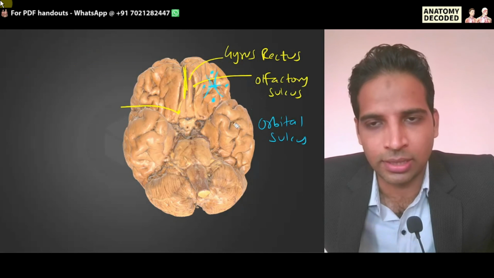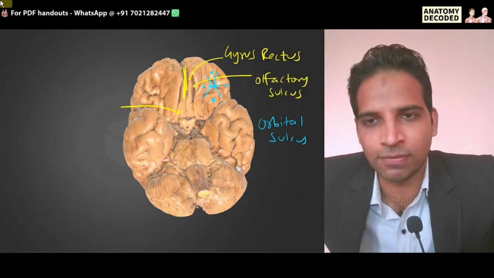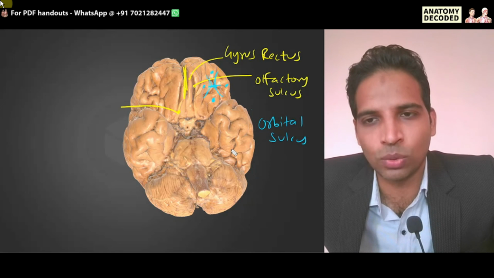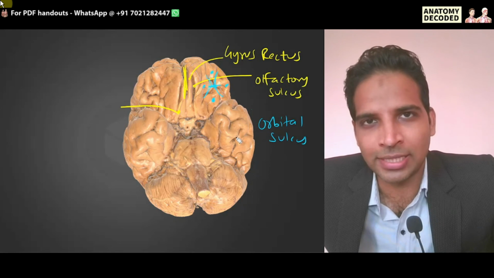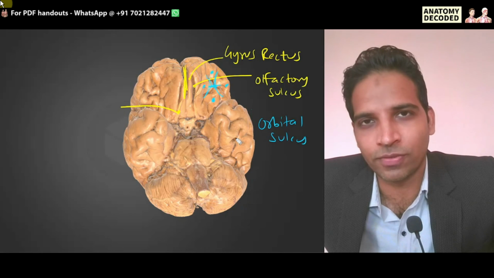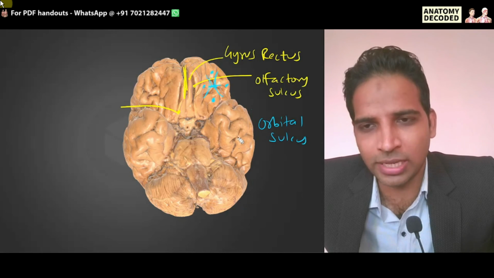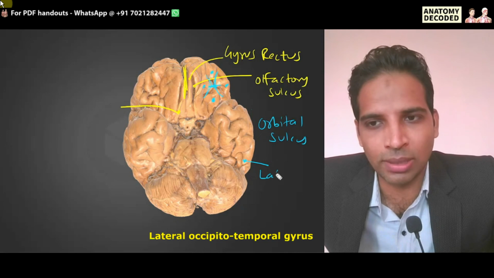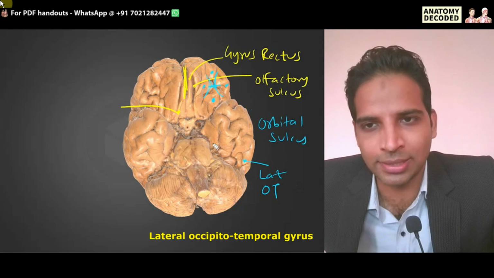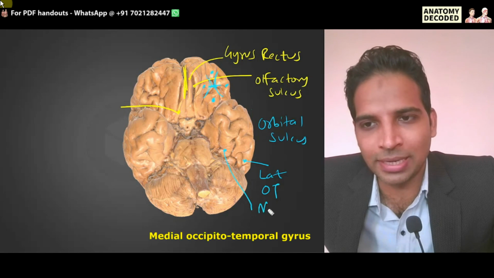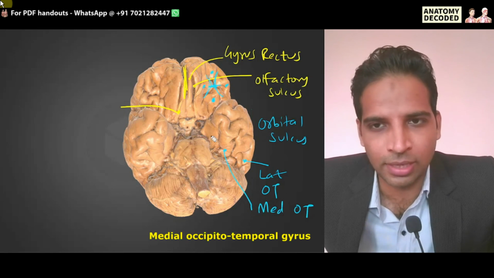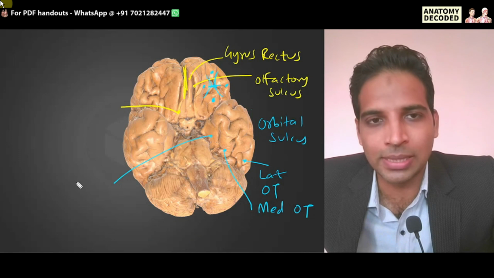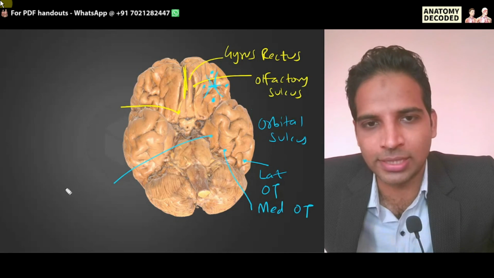Then coming to the posterior aspect, in the tentorial surface there are three gyri separated by two sulci. Three gyri separated by two sulci we had seen in the frontal lobe, and we had seen in the temporal lobe. Now here on the inferior surface also a similar thing is there. The lateral most gyrus that we can see here is the lateral occipitotemporal gyrus. This one is referred to as the medial occipitotemporal gyrus, and the medial most is referred to as the parahippocampal gyrus.